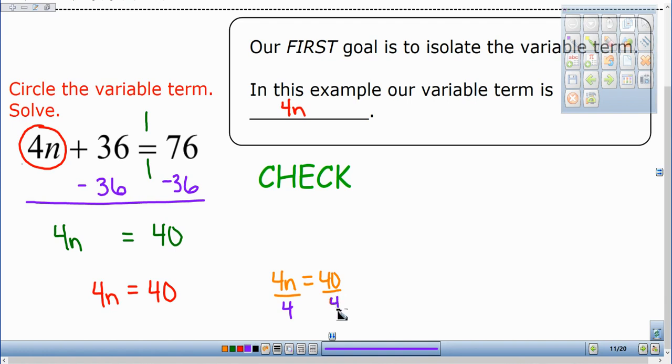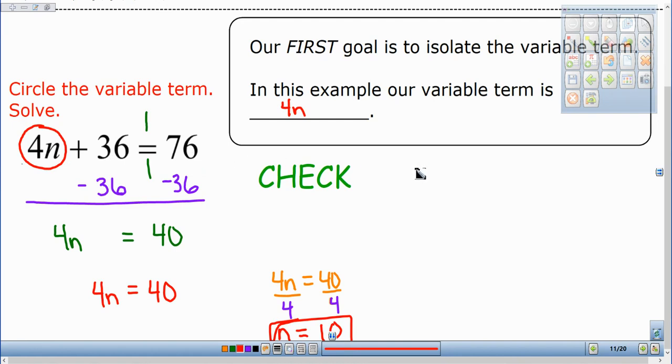Try to keep my colors consistent here. So then we get the 4's here cancel out. That's a 4 divided by 4, which is 1. So we get 1n equals, and then 40 divided by 4 is 10. And so n is the value, or 10 is the value that n would be to make this a true statement. And we're going to show that that's true.